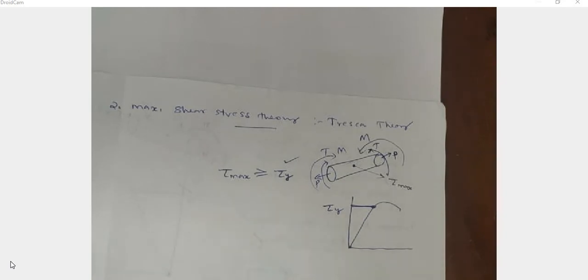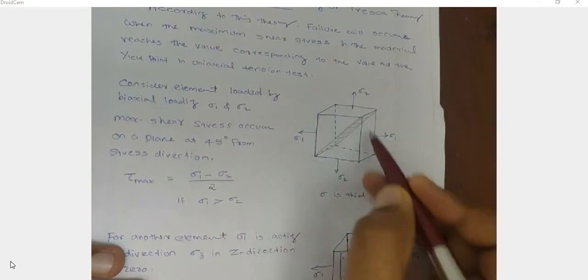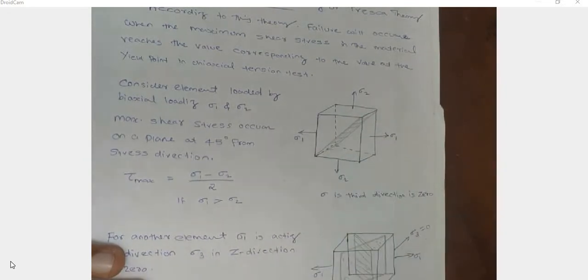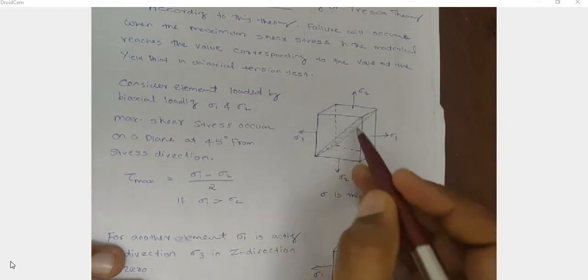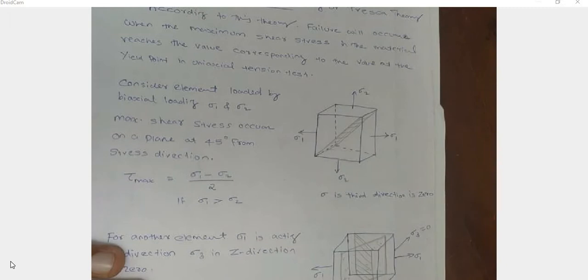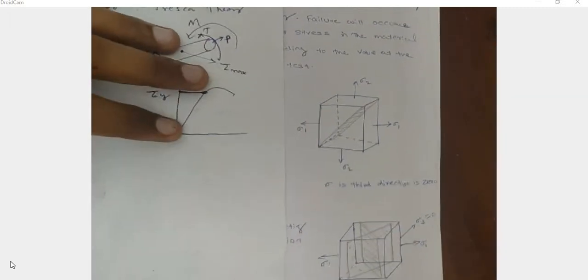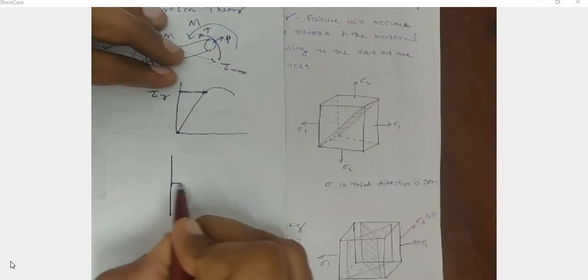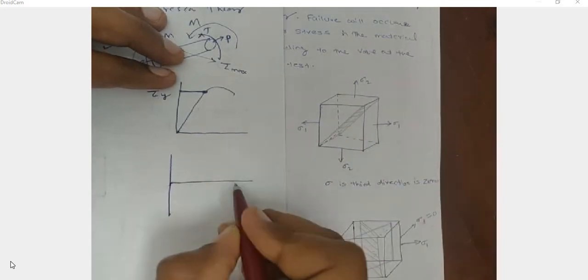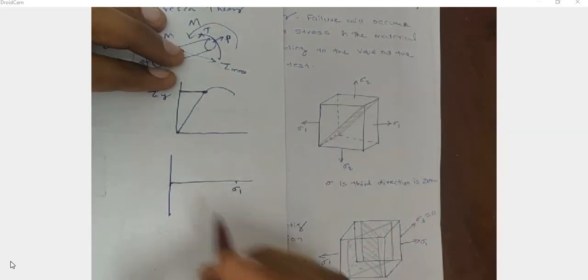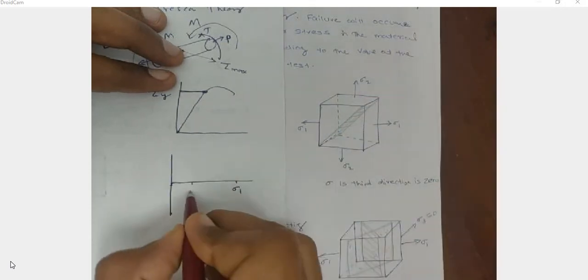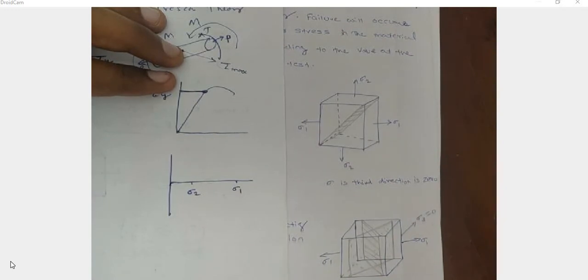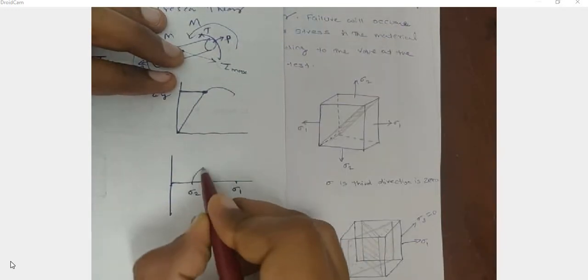So consider this element subjected to sigma 1 and sigma 2 loads in the x and y directions. Okay, and in this loading condition, what is the maximum shear stress? Using Mohr's circle, we can calculate the maximum shear stress. Here, sigma 1 is in the x direction, and in the y direction there is the normal stress sigma 2. There is no shear stress acting on this body externally. Okay, so we can draw a Mohr's circle.